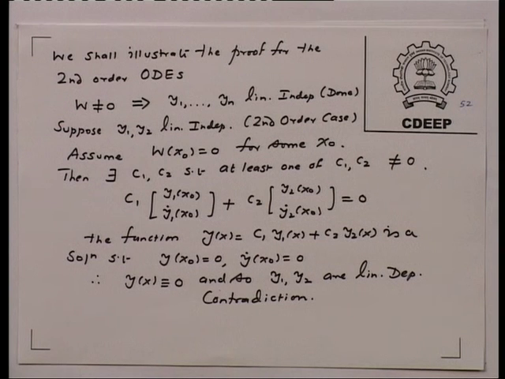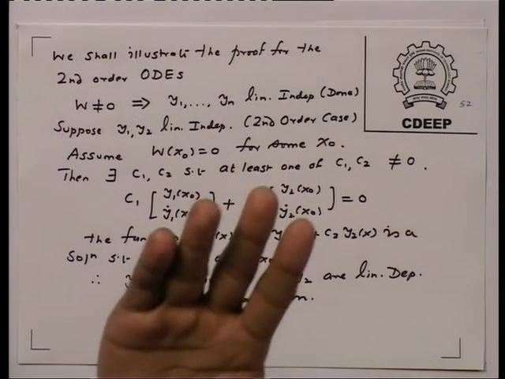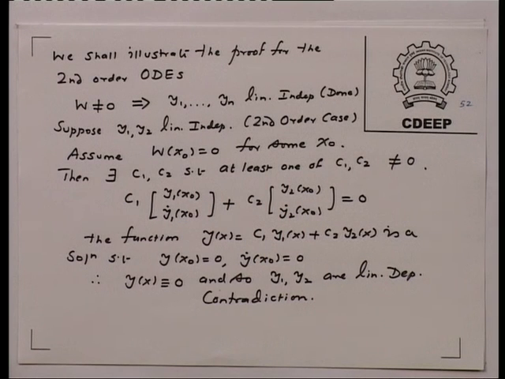So suppose y1, y2 are linearly independent. Okay, second order case, and assume that the Wronskian is 0 at some particular point x naught. I am not giving you that it is identically 0. All that we really need here is that it is 0 at a specific point x naught. That means that the 2 by 2 determinant is 0 at the point x naught. When is a determinant 0? When its columns are linearly dependent. That means that there will be constants C1, C2, at least one of which is not 0, such that C1 times the first column plus C2 times the second column is 0.